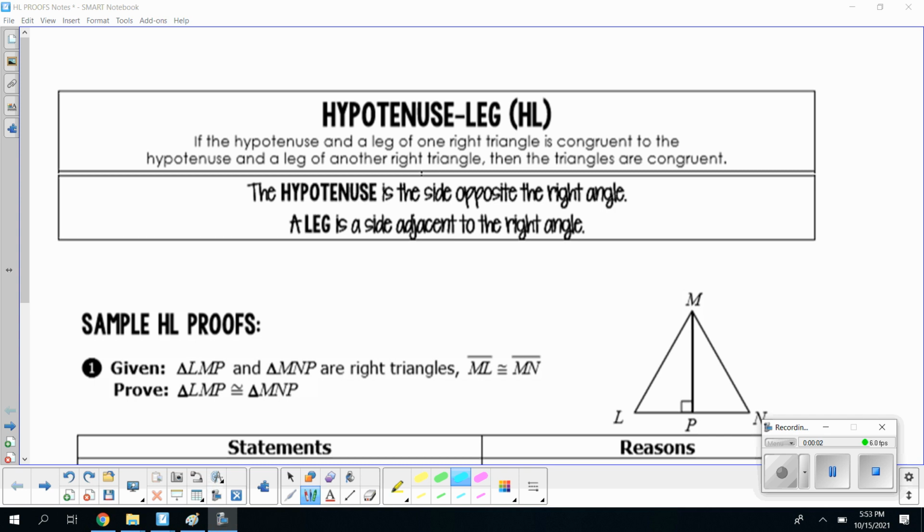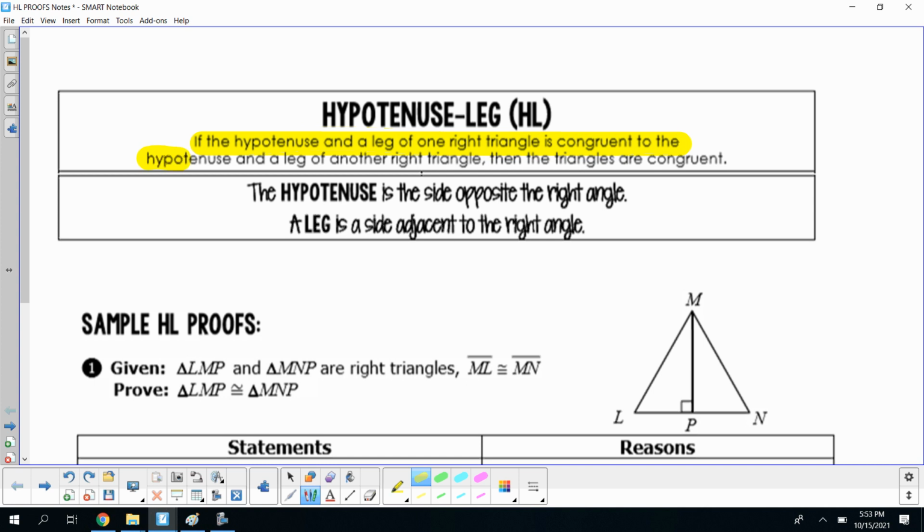Okay, geometry students, today we are going to use hypotenuse leg in our proofs. If you remember, if you have the hypotenuse and the leg of one right triangle and it is congruent to the hypotenuse and the leg of another right triangle, then those right triangles are congruent to each other. Also remember that the hypotenuse is the side opposite the right angle and the leg is the side adjacent to the right angle.